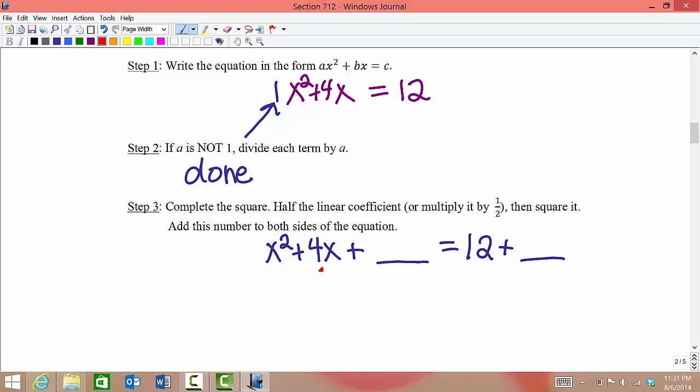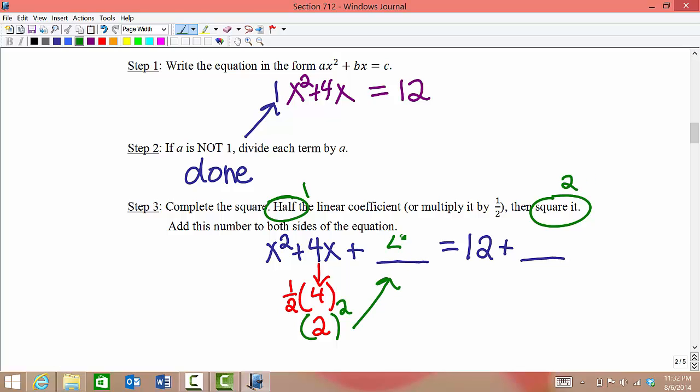So what we're going to do is take half of the linear coefficient. So we're going to take this 4 and half it, which is the same thing as multiplying by a half. 1/2 times 4 would give me 2. So this is the half of that linear coefficient. Before I put it into my equation, I'm going to square it. So first we half it and then we square it.